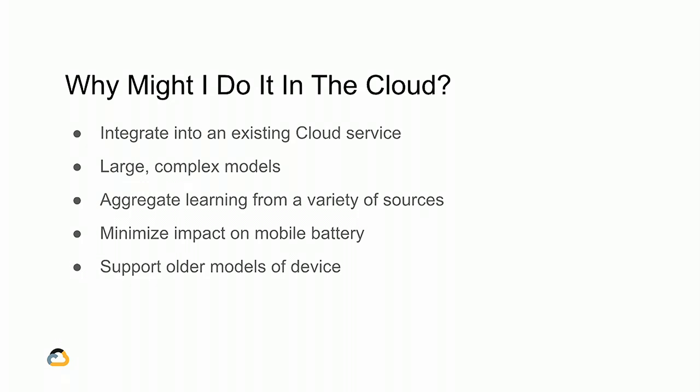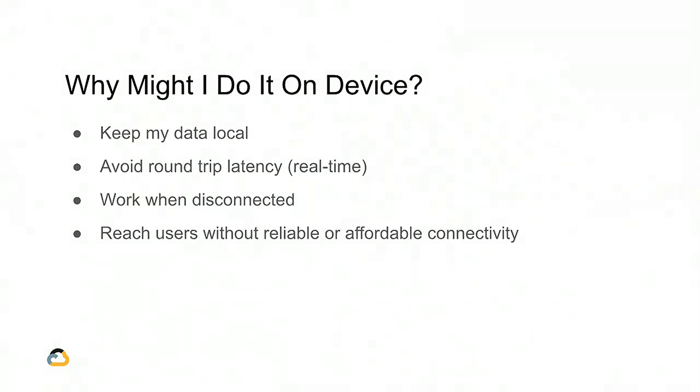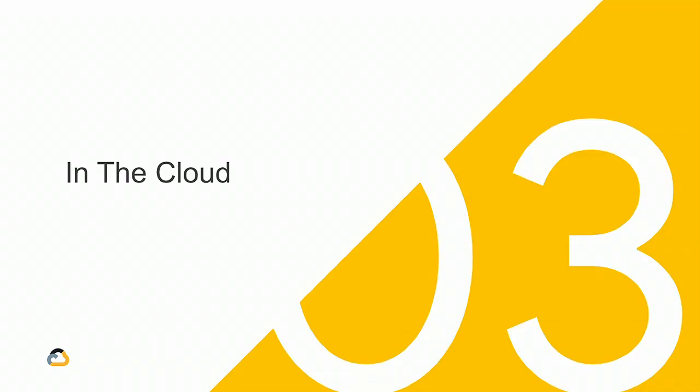But what about the case for on-device? With on-device, you'll be able to keep the data local and avoid round-trip latency. This is particularly useful in real-time applications, where you want to process multiple frames in quick succession. And sometimes you want your app to work even when it's disconnected, and you want to reach users without reliable or affordable connectivity. And Laurence will go through the options that Google provides here.